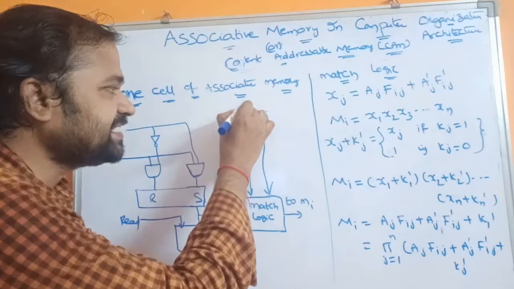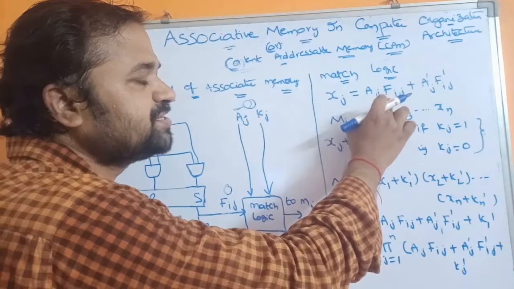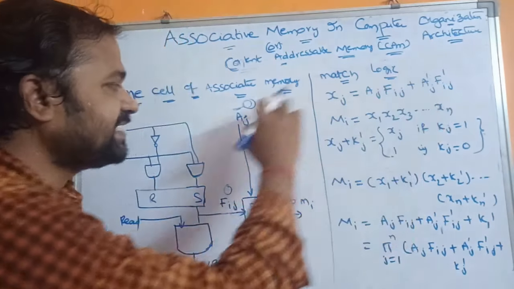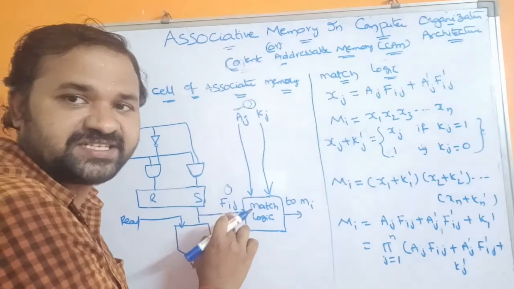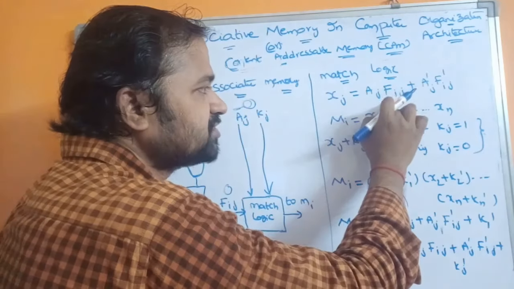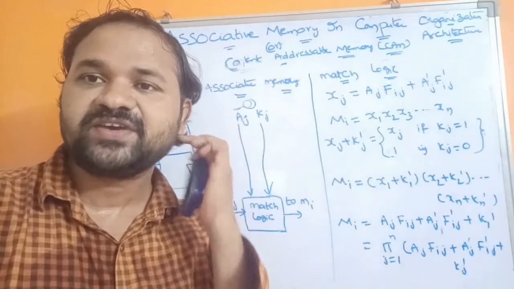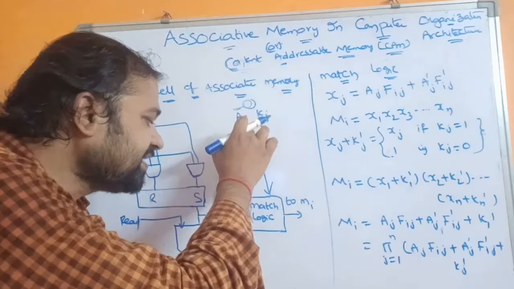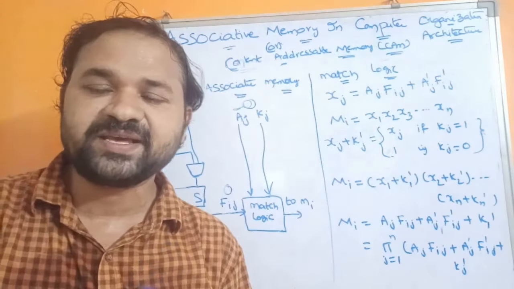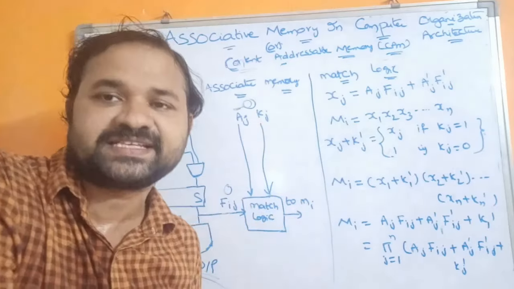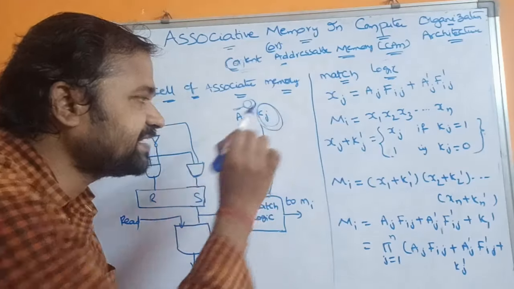Let us assume that Aj is 0 as well as Fij is 0. Then what will happen? 0 into 0 means 0, plus A dash j, which is 1, whereas F dash ij is also 1. So 0 into 0 means 0, plus 1 into 1 means 1. So 1 will be stored in Xj. So we can say that if Aj and Fij are equal, then 1 will be stored in Xj. In order to perform this operation, we are ignoring the key bit here.